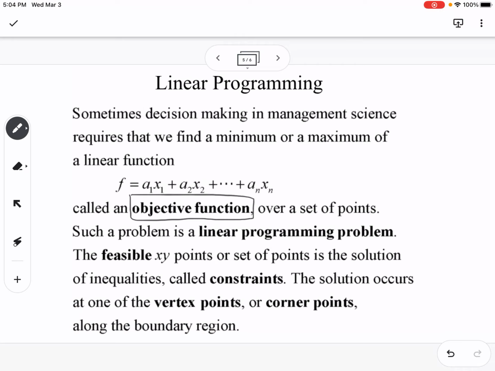where we have a system of inequalities that we're going to graph, and we're going to have a feasible region, so a double shaded or triple shaded region that we're looking at, that are created by constraints. So those are the inequalities that help us create the feasible region. And then we have vertex points or corner points. So those are going to be the specific points on the edge of our feasible region.